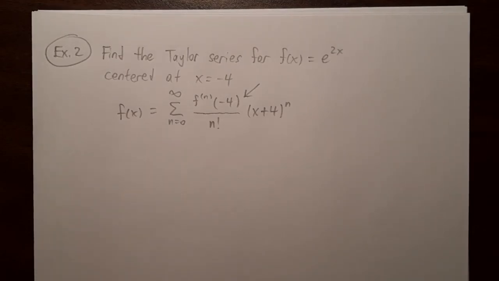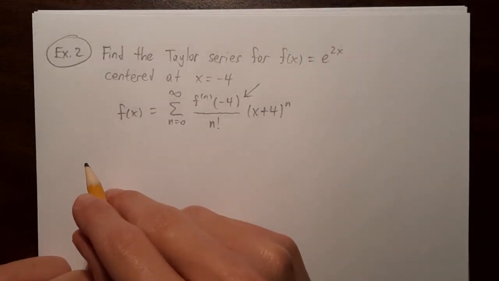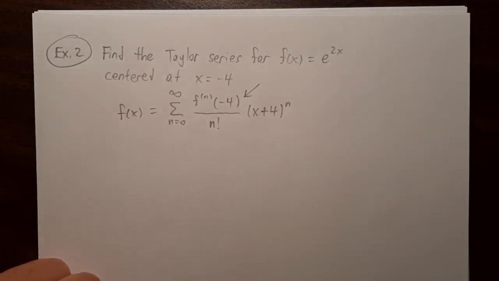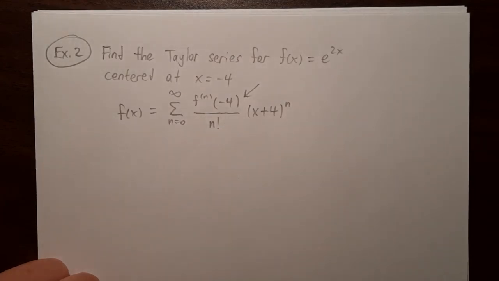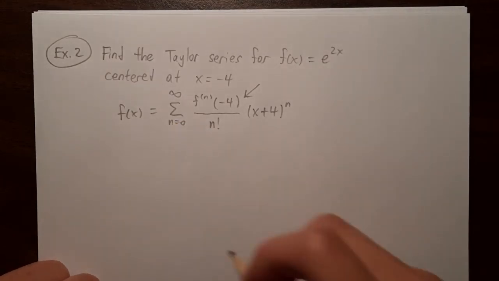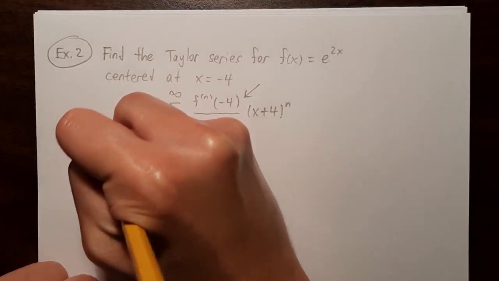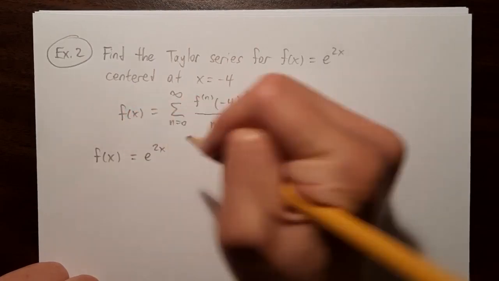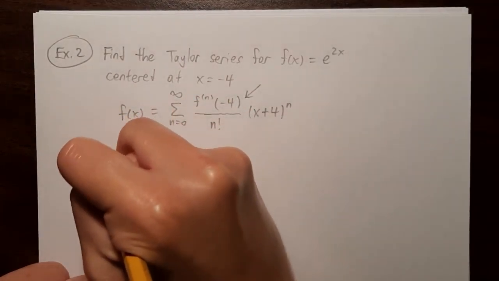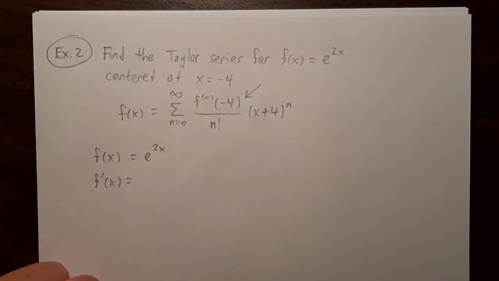All right, so like before, let's write out a few derivatives of f and see if we can piece together a pattern in order to write down a more general expression for the nth derivative of f at negative 4. I'll start with the 0th derivative of f, which is just the original function f. Well, it's no secret what that is. That's e to the 2x.